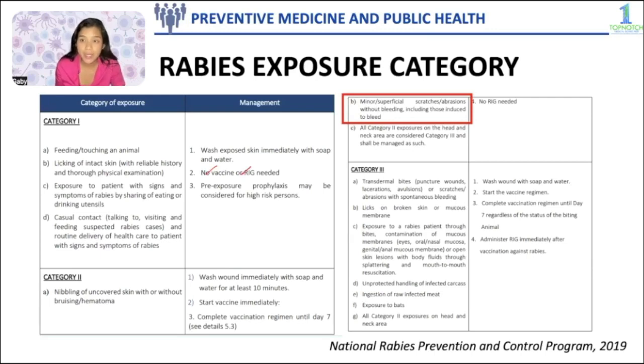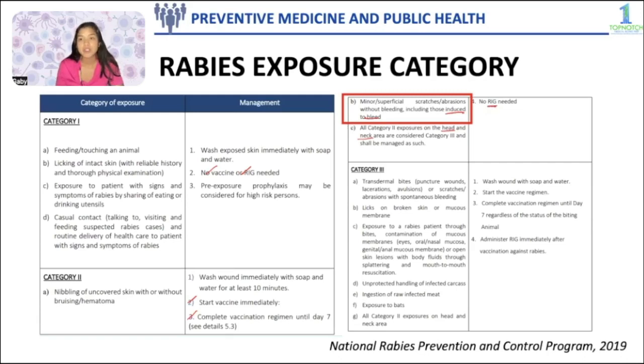For category 2, again, the categories of wounds that belong to this are those that include induced bleeding, so very minor or superficial wounds that wouldn't have bled if the patient wasn't squeezing it or forcing it to bleed. So these are usually from nibbling of uncovered skin with or without bruising. However, if it is in the head and the neck area, manage it as category 3. So even if it's induced bleeding, pero it's somewhere on the face, somewhere on the neck, consider it as category 3. So the management for category 2 is, of course, still wash the wound, but you would also start the vaccine immediately. Complete the vaccination regimen until day 7, but you do not need to give the immunoglobulin.